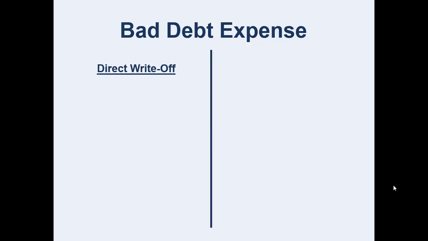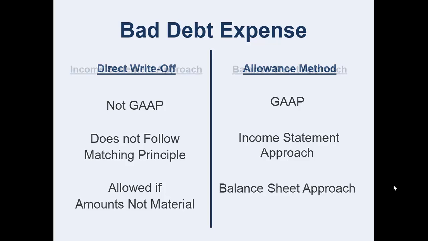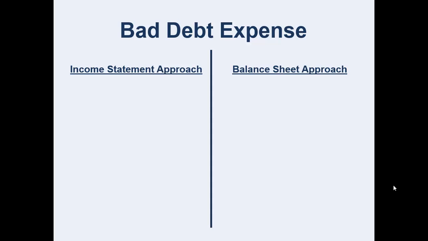So with just a basic introduction, there's the direct write-off method, which is allowed, and then there's the allowance method. Now the direct write-off method, it is allowed, but technically it's not GAAP because it does not follow the matching principle. It's allowed if the amounts are not material. The allowance method technically is required by GAAP, and there are two main approaches, two ways to calculate it. One is considered the income statement approach, and the other is the balance sheet approach. So we're going to focus on the allowance method because that's really what companies should be using.